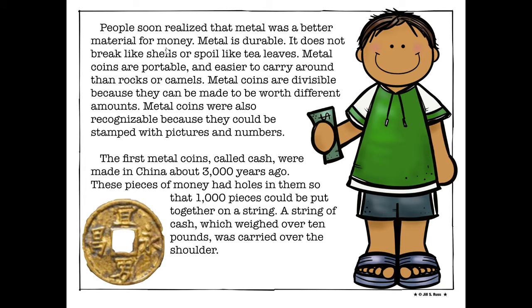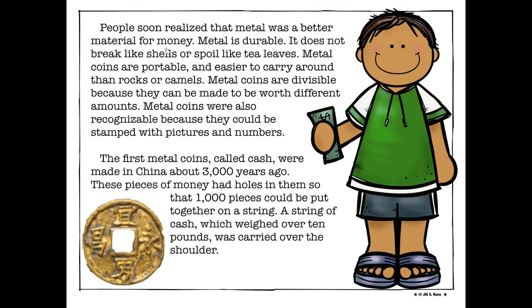People soon realized that metal was a better material for money. Metal is durable, meaning it lasts. It does not break like shells or spoil like tea leaves. Metal coins are portable and easier to carry around than rocks or camels. Metal coins are divisible because they can be made in different amounts. Metal coins were also recognizable because they could be stamped with pictures and numbers.